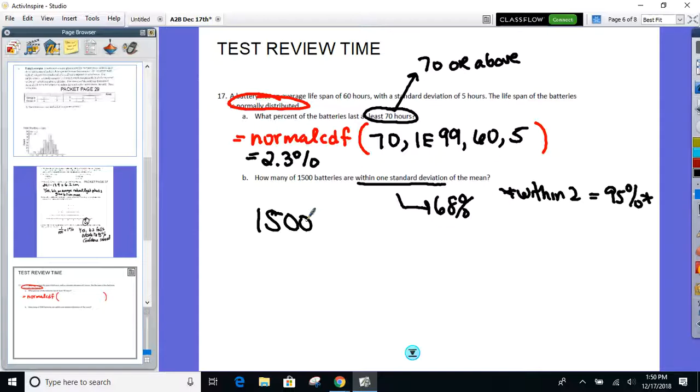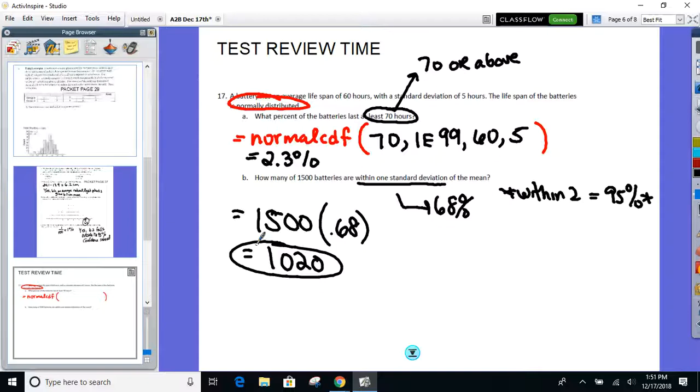Well, I don't know if I'd set up a proportion, but that's one way to get to it. I would just multiply it by 0.68. How many batteries? What was it? 1,020? Mm-hmm. The only way you can use 68% within 1 is if it tells you it's normally distributed.